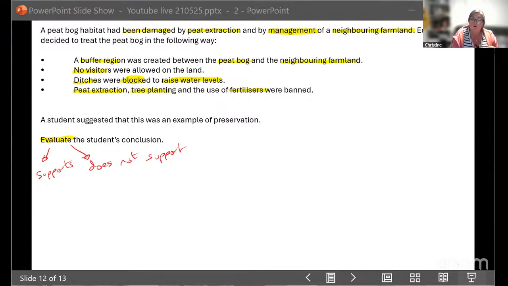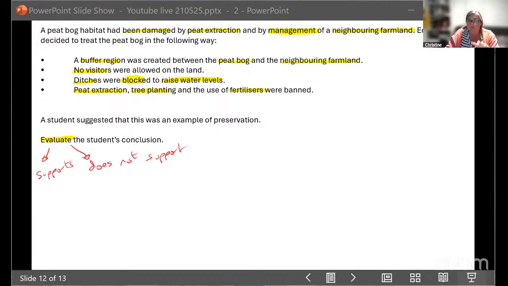On the other side, it not being preservation, it's conservation because we are managing what is happening by using management techniques. We're going to block those ditches to raise the water level back up. That is a management technique for conservation. Putting a buffer region between is also management. So what you're trying to do is answer the question that's in front of you.